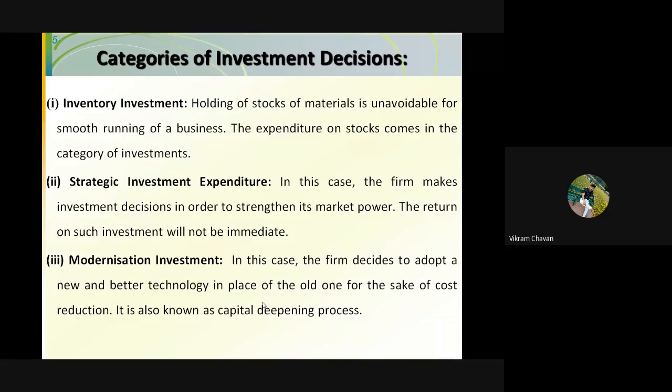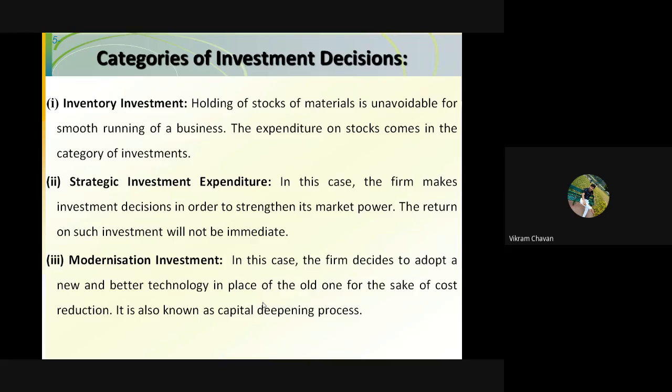This stock is in the form of raw material and also in the form of finished goods. Raw material inventory is required to run the business smoothly, or to run the production system without interruption. Obviously, if the material is not there, there is no use of a production system, or of your capital investment. So we have to invest in raw material also, so that the production will run smoothly, and the finished goods will be produced through that production system.